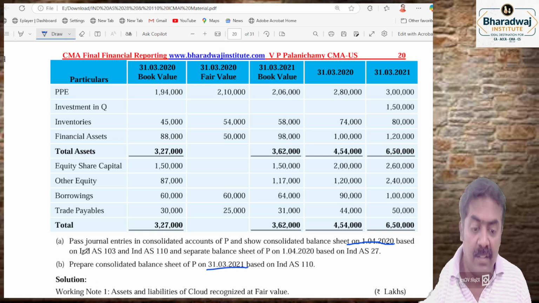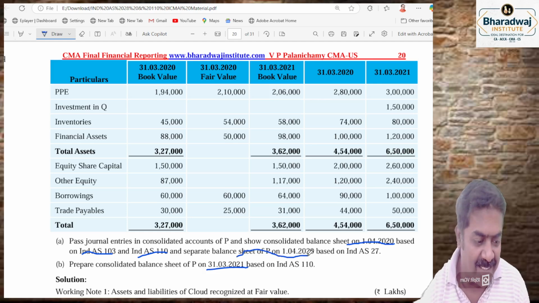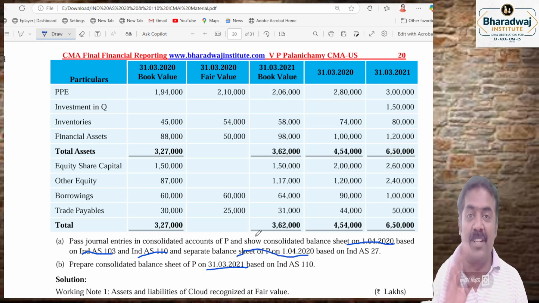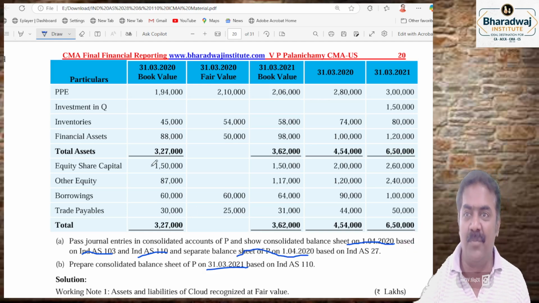Don't get confused. Ind AS 103 and Ind AS 110 are given, and they also asked for a separate balance sheet. So don't get confused: is it amalgamation or consolidation?